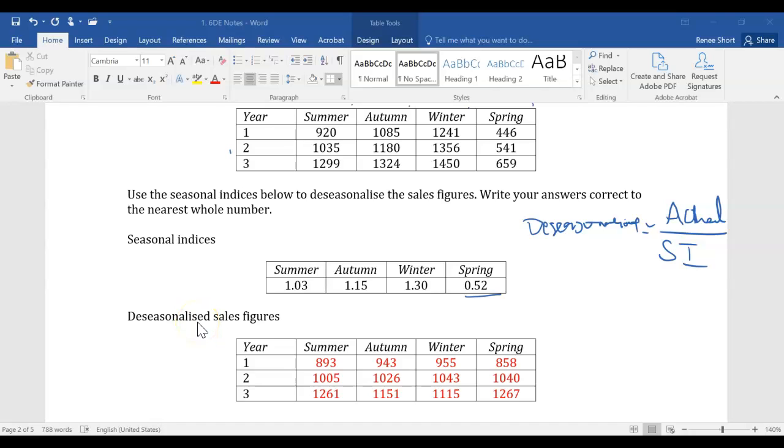Okay, so hopefully you've done that for year 2 and year 3, and if so, hopefully you got the same figures to what I have on the screen there. So for each year, I then took the year 2 figures, and for each quarter, divided them by their seasonal index to get those values there.